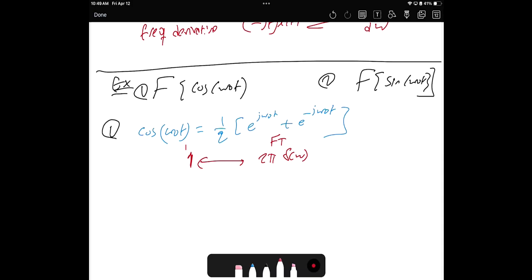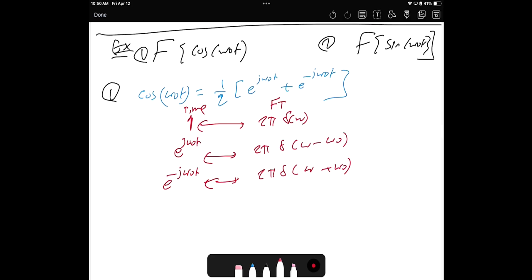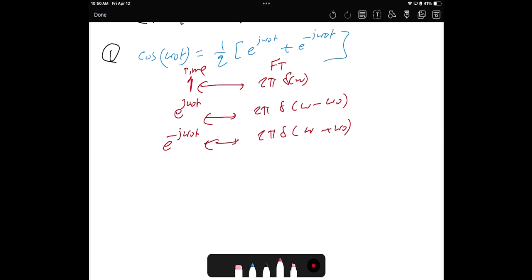When you do e power j omega naught t, this is equivalent to a frequency shift, 2 pi delta of omega minus omega naught. Whenever you have e power negative j omega naught t, this is another frequency shift, 2 pi delta of omega plus omega naught. So keep this in mind. Then, since we know these results, we can find the Fourier transform.